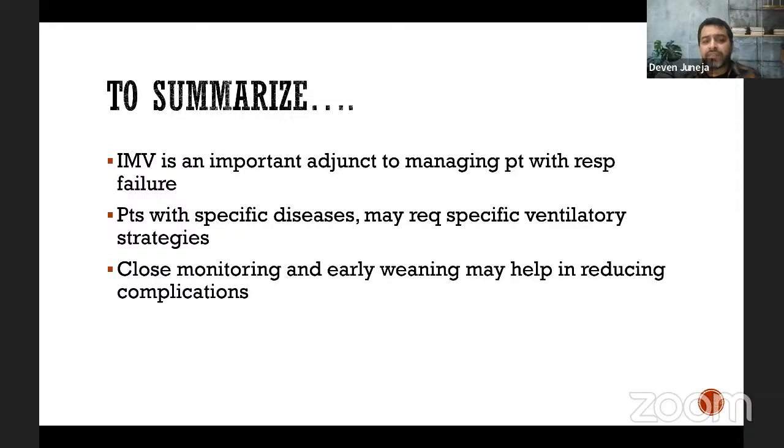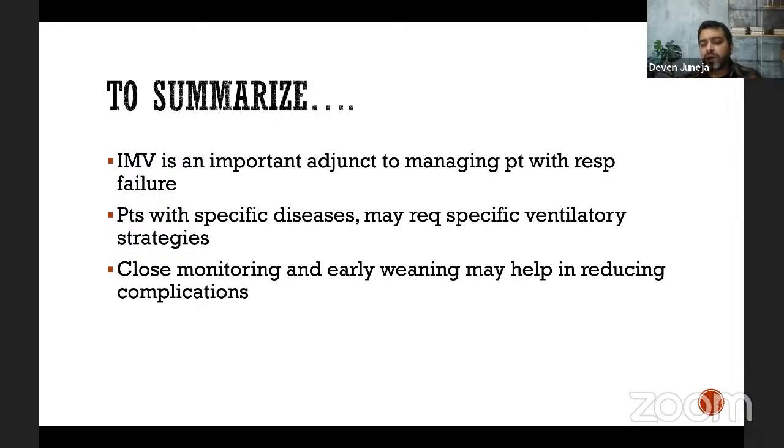So to summarize, invasive mechanical ventilation, or any kind of ventilatory support, is an important adjunct to managing patients with respiratory failure. The broad indications of putting the patient on ventilatory support are three: oxygenation, ventilation, and to reduce the work of breathing. Patients with specific diseases may require specific ventilatory strategies. One size does not fit all. Like I have shown you, patients with ARDS have their own specific needs, and on the other hand, patients with COPD and asthma have their own specific needs. So you have to tailor-make ventilatory strategies as per the patient's requirement. Close monitoring and early weaning may help in reducing complications.